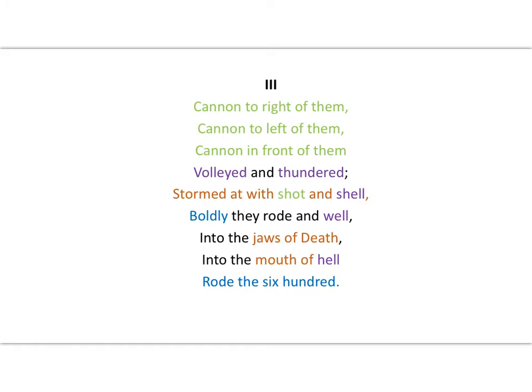Then we get to the third stanza. Cannon to the right of them, cannon to the left of them, cannon in front of them, volleyed and thundered, stormed at with shot and shell, boldly they rode and well, into the jaws of death, into the mouth of hell, rode the 600.